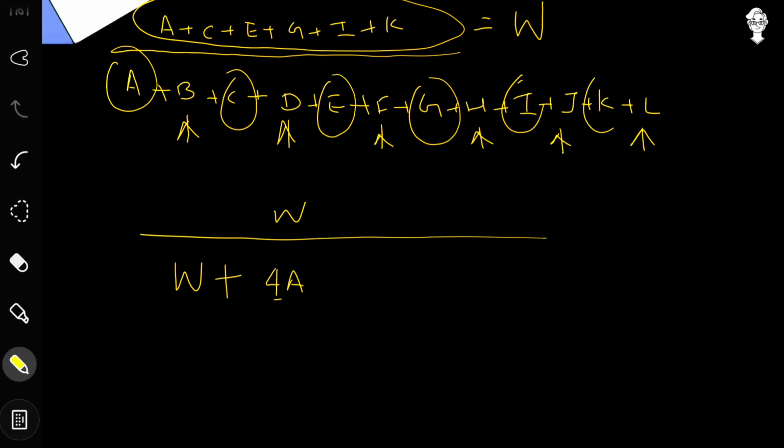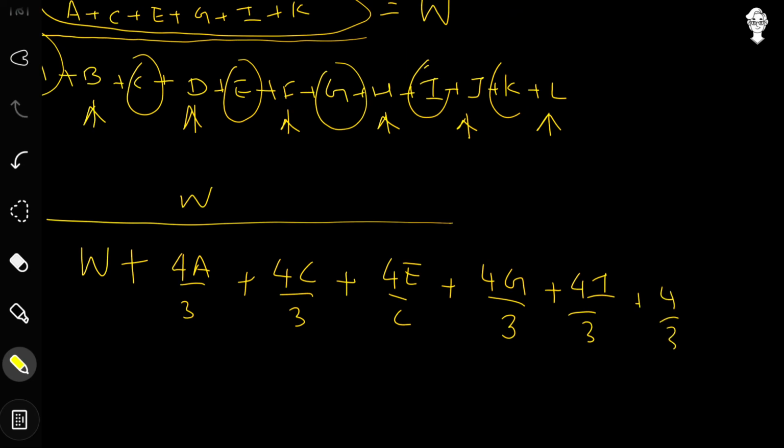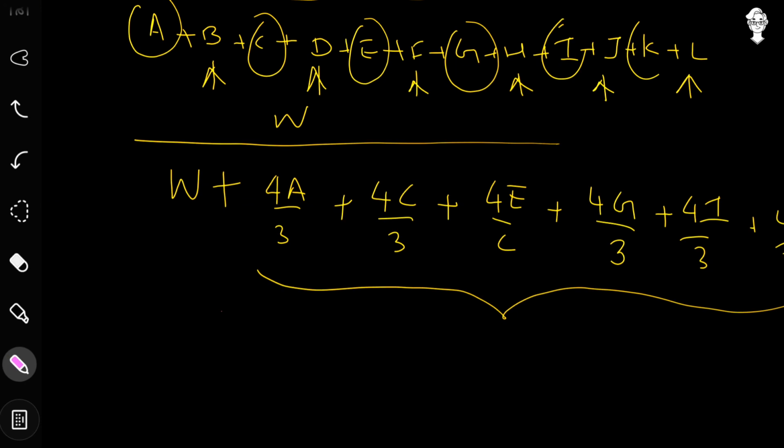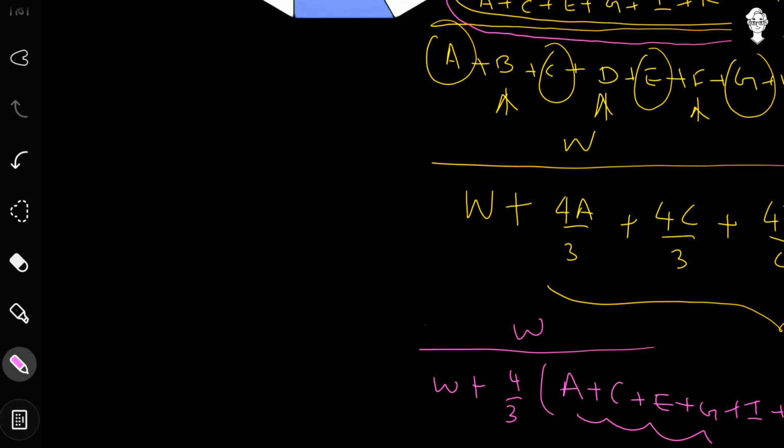B was 4 times A upon 3, plus D was 4 times C upon 3, F was 4 times E upon 3, H was 4 times G upon 3, J was 4 times I upon 3, plus 4 upon 3 times K, that was L in terms of K. From all this we can take 4 upon 3 common, so let us do that. In the numerator W as it is, now in the denominator W plus, from all these things we have taken 4 upon 3 common, so inside the bracket it is A plus C plus E plus G plus I plus K. Now remember that we have considered A plus C plus E plus G plus I plus K as W. So as that bracket is equal to W, let us rewrite this particular thing. In the numerator W as it is, in the denominator W plus 4 upon 3 times W.